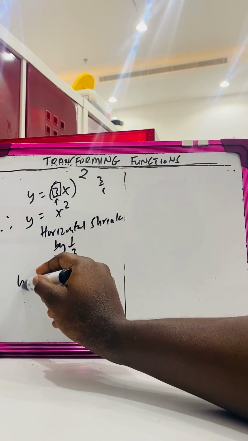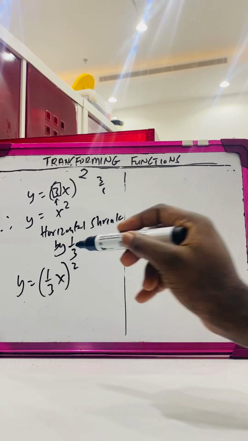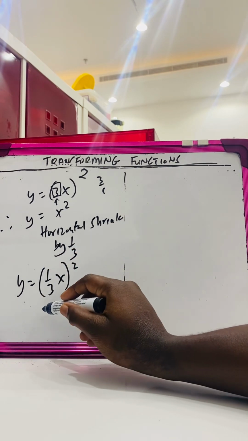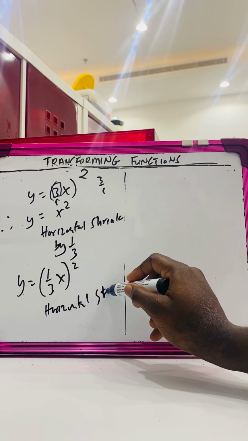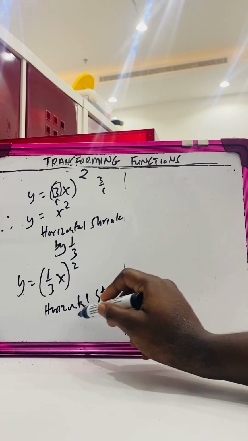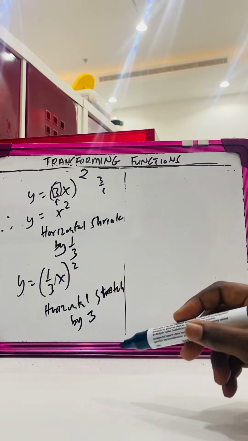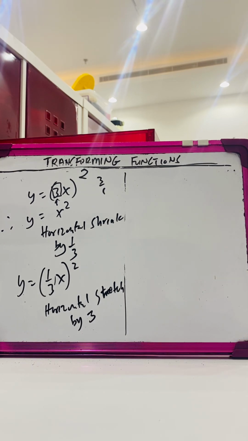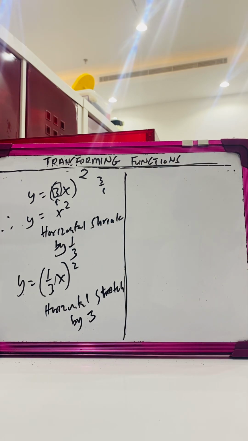If I have y is, let's say, a third x all squared, now I will say there is a horizontal stretch by the opposite of 1 over 3, which is just 3. So this is how we go about transforming the quadratic function. Sometimes we can also reflect them along the x and y axis.